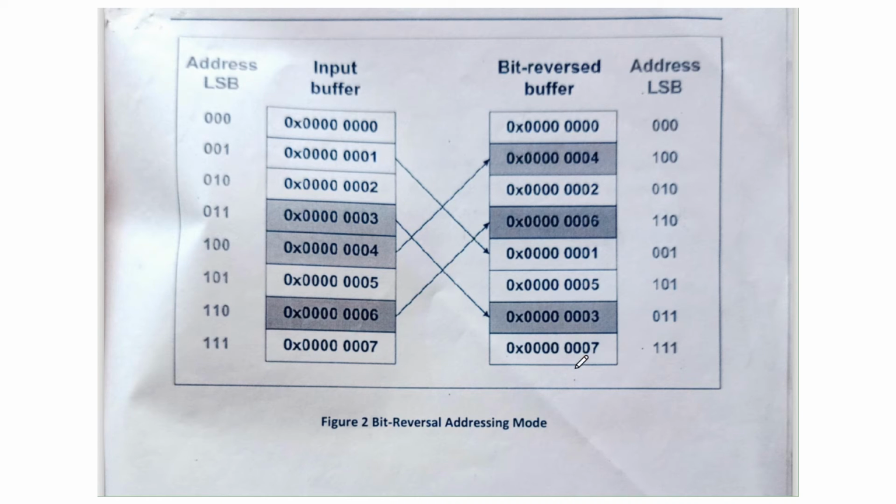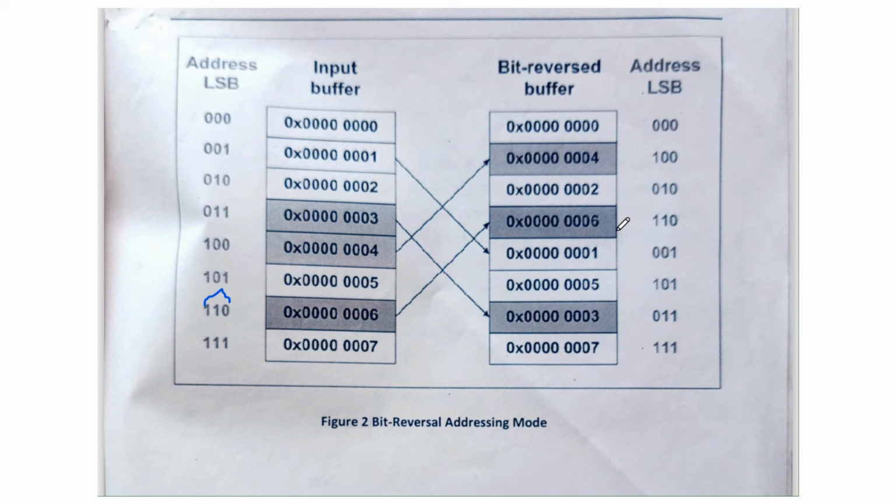111, there is no replacement. 110 becomes 011. This is replacement, an exchange between LSB and MSB. 1 is replaced by 0, 0 is replaced by 1, and the middle bit stays as it is. So 101 is 101 again. This type of addressing mode is known as the bit reversal addressing mode.